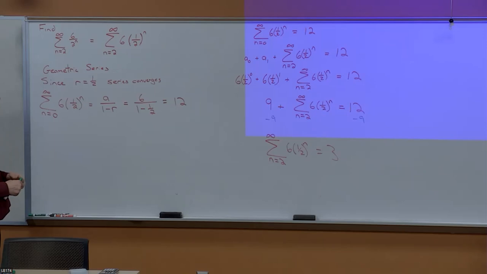It's important to know, but in terms of writing your work, you probably don't need to do that. So the sum, when it starts at zero, gives me A over one minus R, as long as the absolute value of R is less than one.